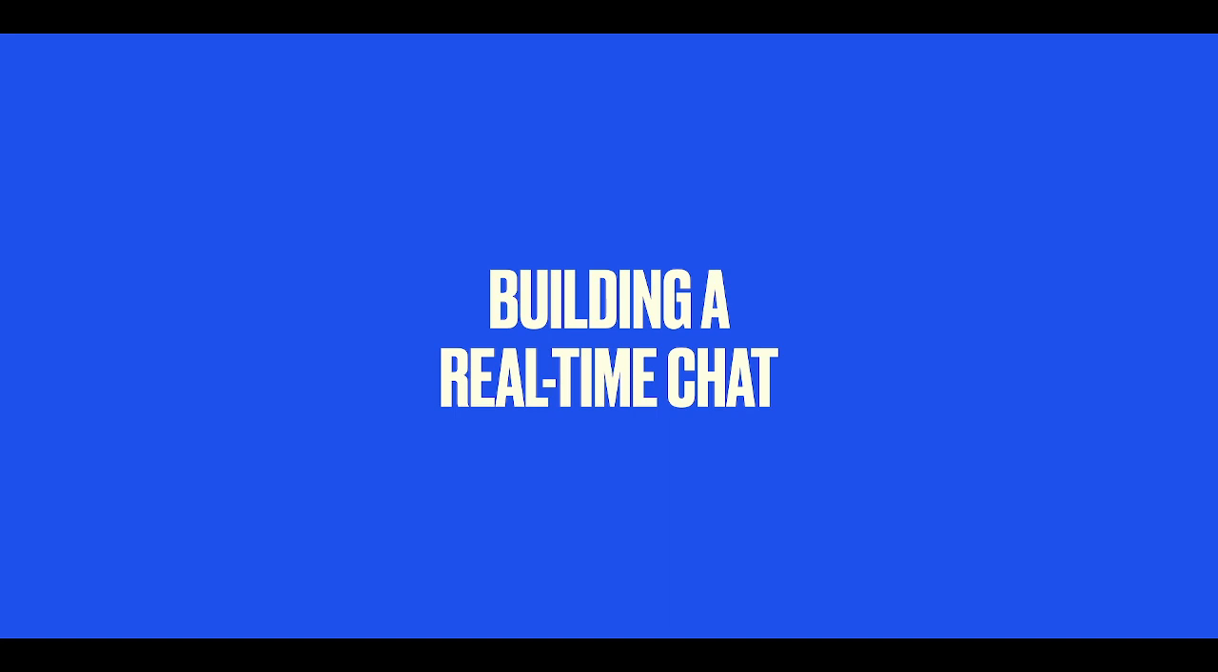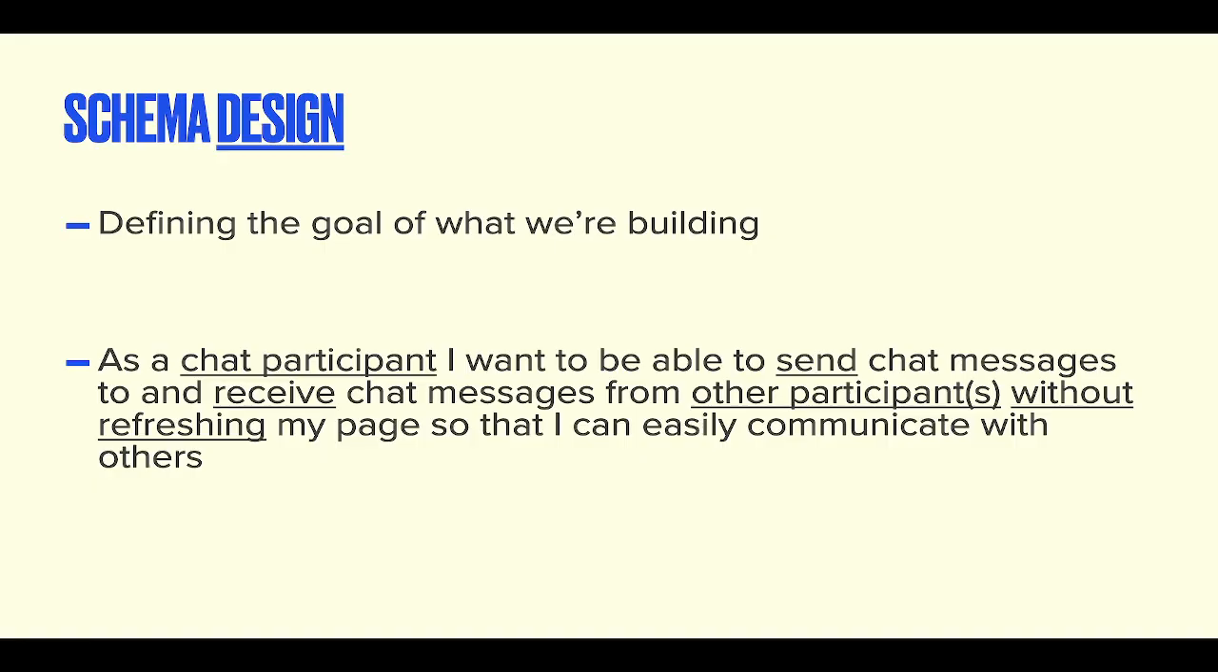And the first thing we always start with at OpenSocial is schema design. And design is not there just to be a nice word. It's really there for a reason. We've got to define the goal of what we're building.